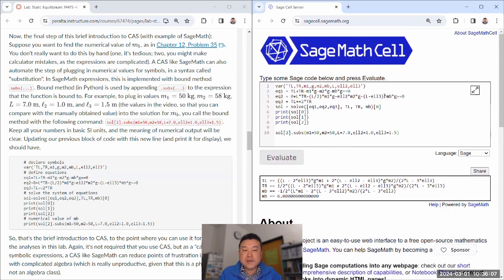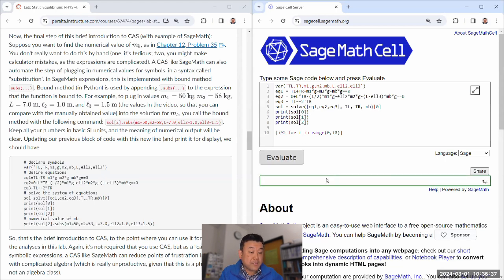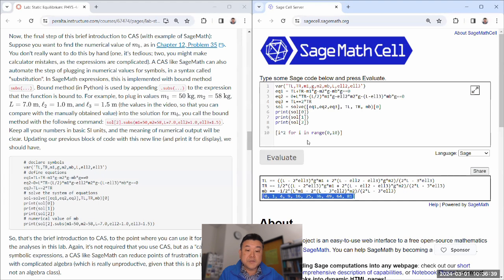And again, because SageMath is built on Python, it has the full Python syntax available. You can do something like this: i squared for i in range 0 to 10. This is Python syntax for building a list of things, where it will print squares from 0 squared all the way to 9 squared. So if you happen to know Python, you can totally just use it, because SageMath will accept Python syntax.